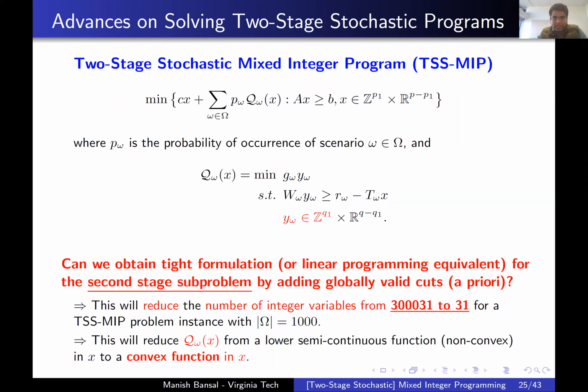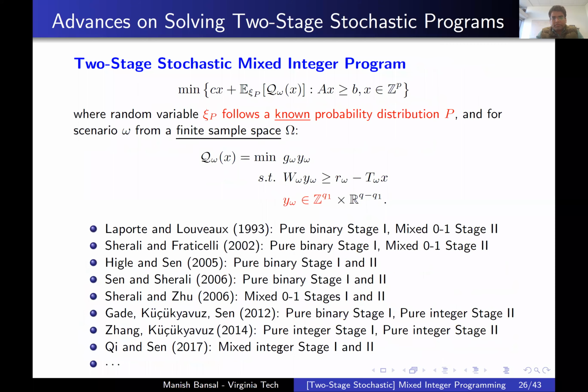If we succeed in doing that, then for a problem with 31 first-stage integer variables, 30 second-stage integer variables, and 1,000 scenarios, the overall problem has 300,031 integer variables. But if I can obtain this linear programming equivalent for the second stage, I can reduce the number of integer variables to 31. And I can also reduce this recourse function, which is a lower semi-continuous function in the presence of integer variables, to a convex function in x.